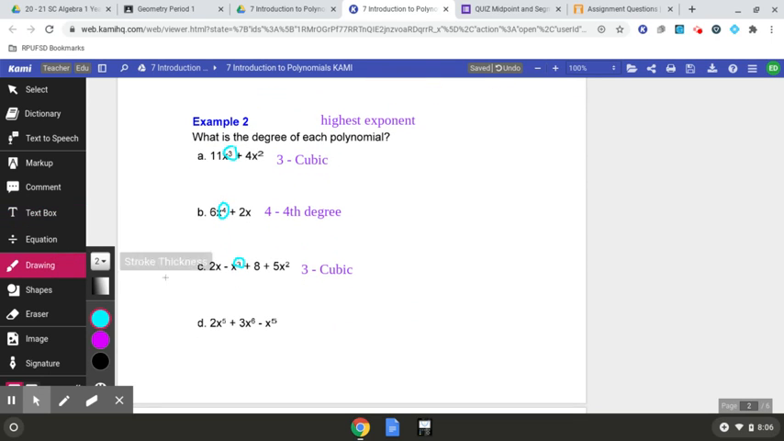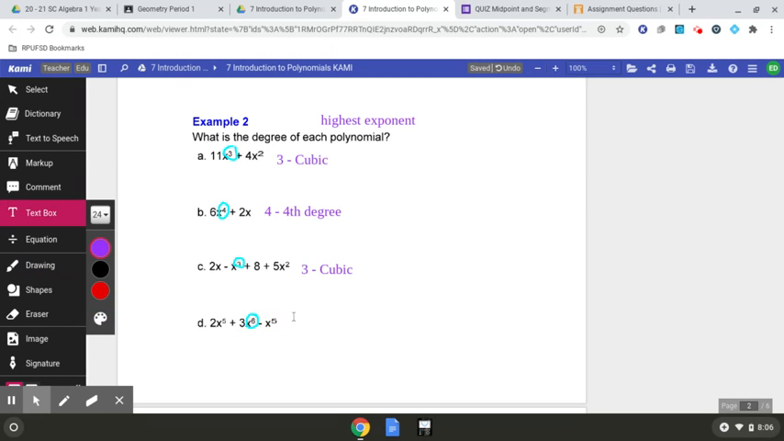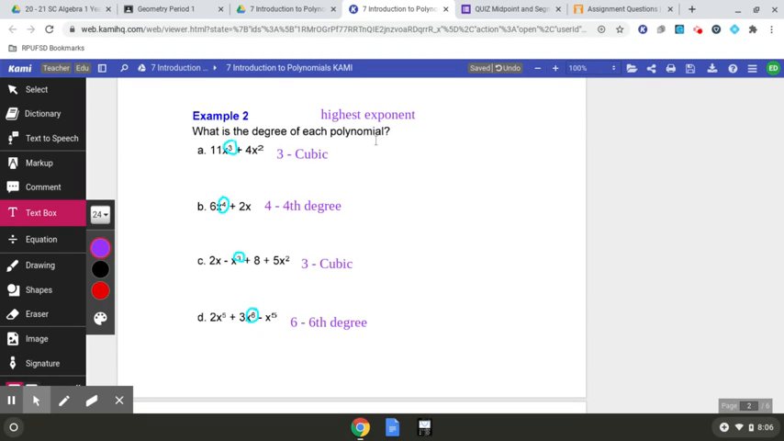And then the last one, my highest exponent, I have a 5, a 6, and a 5. So the highest exponent is a 6. So when I label this, my degree is 6. And we can just say that this is the 6th degree. Okay, so that's labeling or finding the degree of a polynomial. You're just picking the highest exponent.